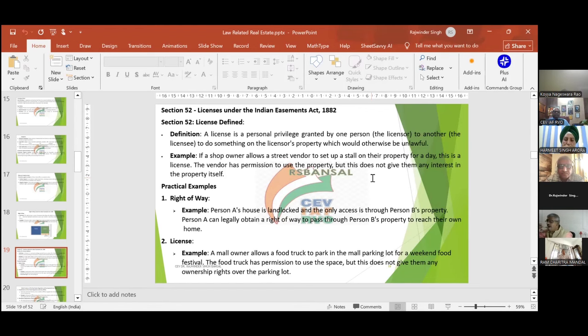Remember, in case of a lease, the lessee has some interest in the property, but in case of a license, the licensee does not have any interest in the property. He can use it for a certain purpose for which he has been given the license by the licensor.